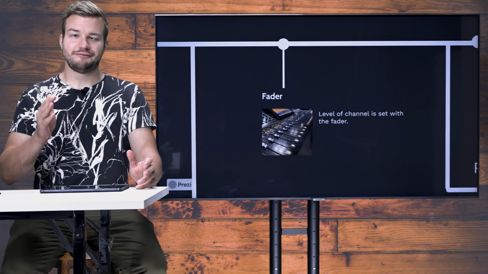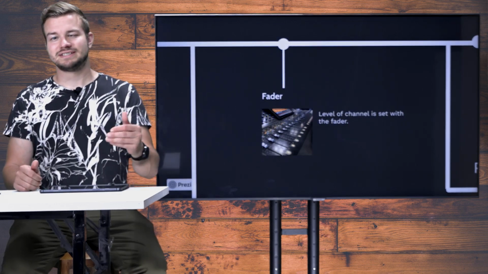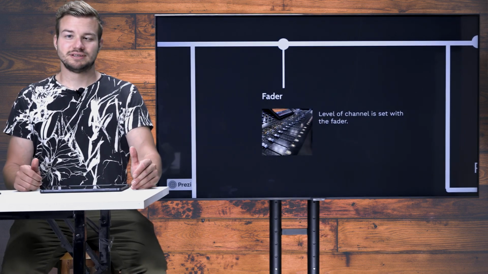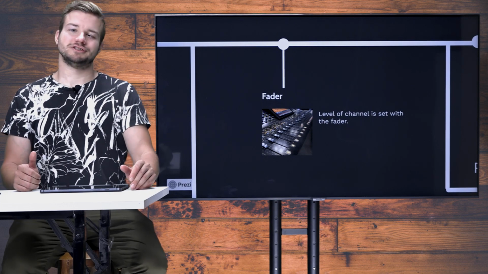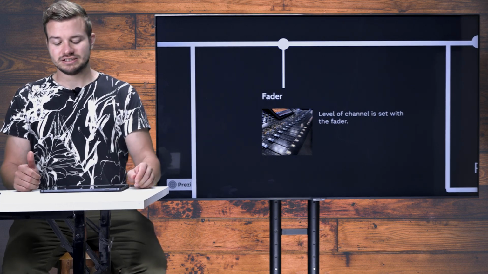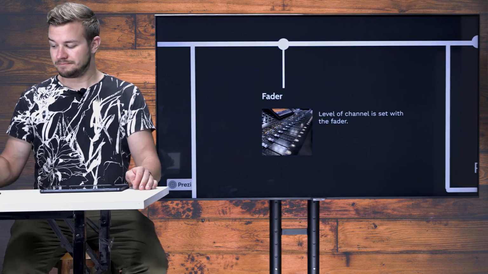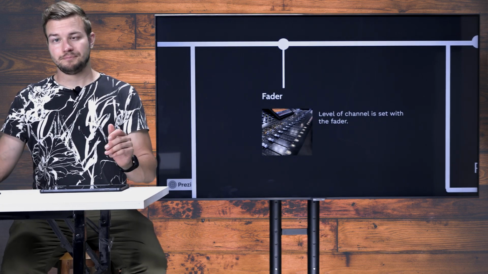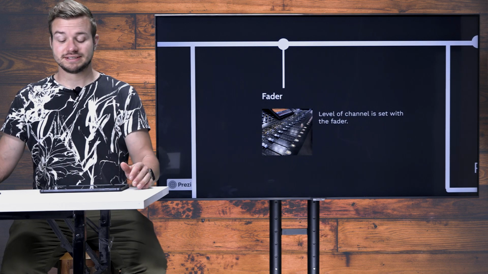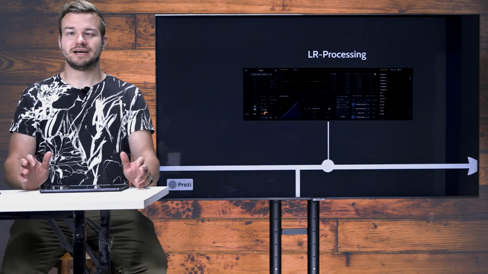Then next is the fader. So with the fader you decide how loud the final output level of your signal will be. So you change the amplitude of the processed signal, and this faded signal is then sent to the left-right processing.